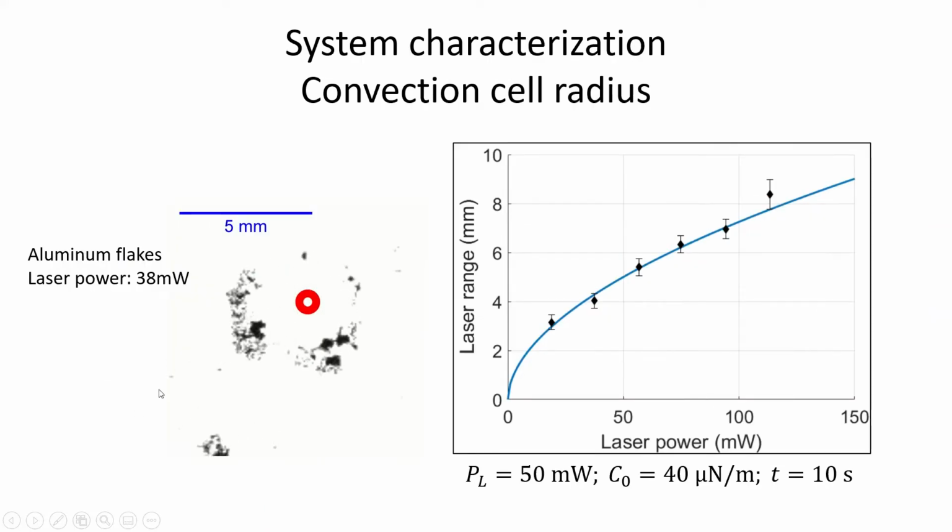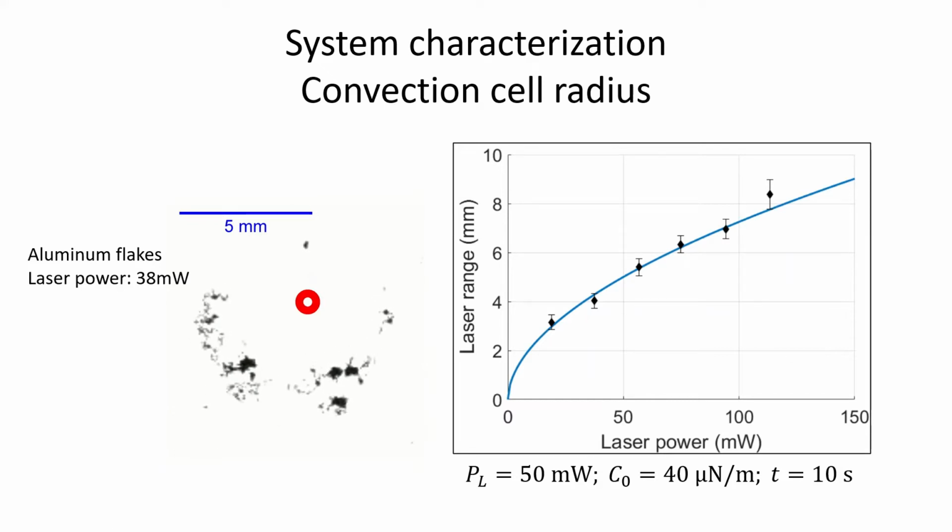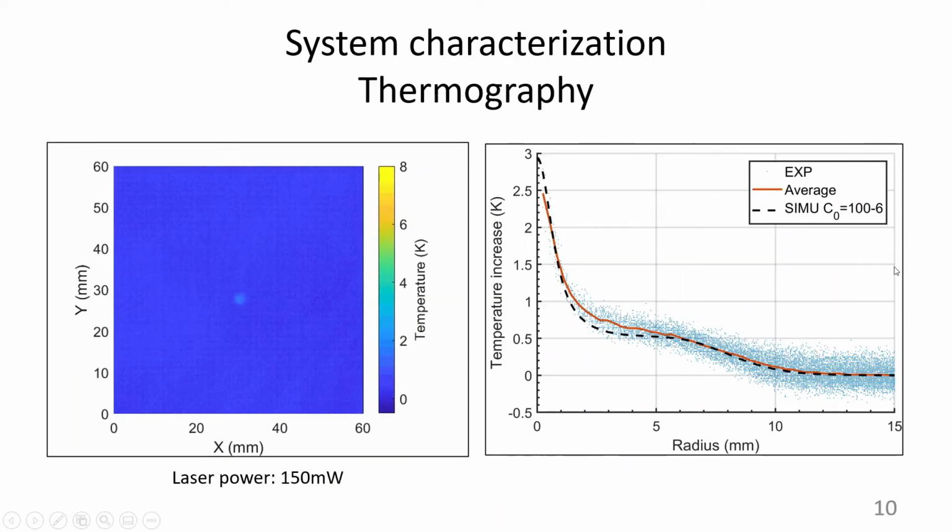So we can then measure the range of this effect by placing a little bit of aluminum powder on the air-water interface and measuring how far the flakes move. And we see that the measurements match pretty well the simulation results. We can also measure the surface temperature with a thermal camera, and we can also see again that simulations and measurements match pretty well.